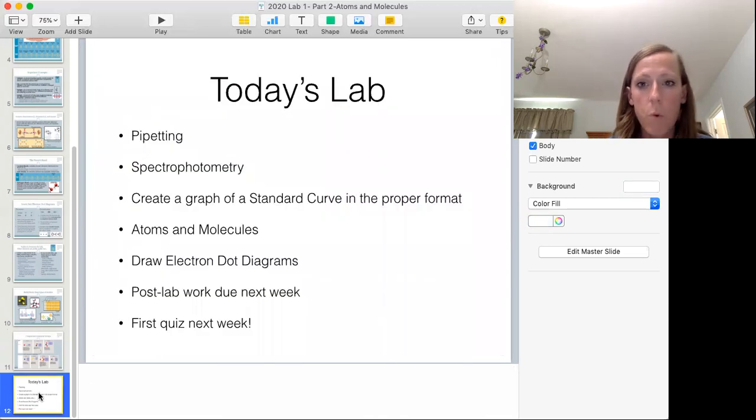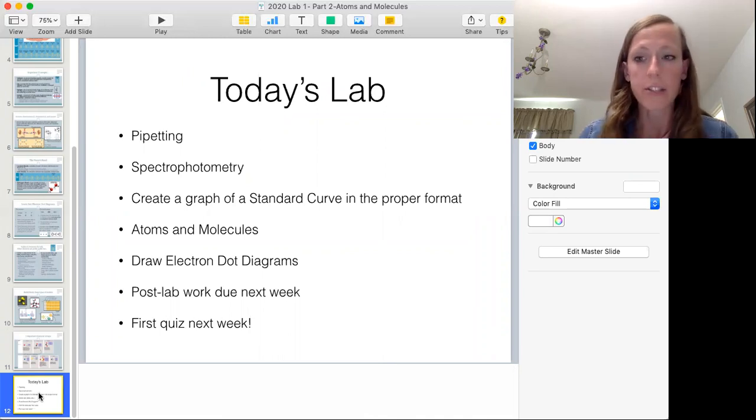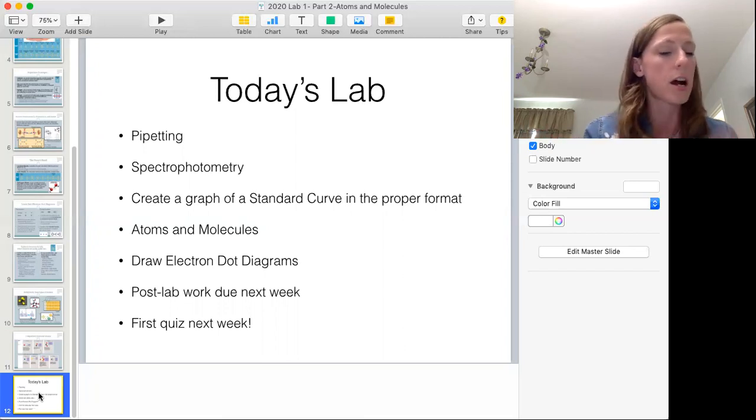So that's really it for the presentations for lab 1. Okay, so at the end of this lab, we want you to be able to pipette, use the spectrophotometer, and correctly format a standard curve figure, okay? Those were all covered in the first presentation. In this presentation, we talked about atoms and molecules. We want you to be able to draw electron diagrams and build structures using ball and stick models, okay?